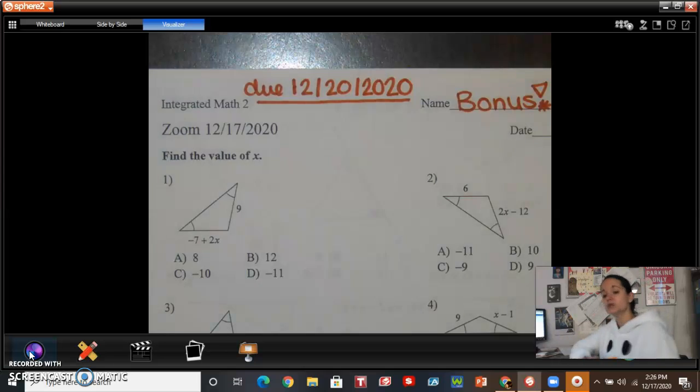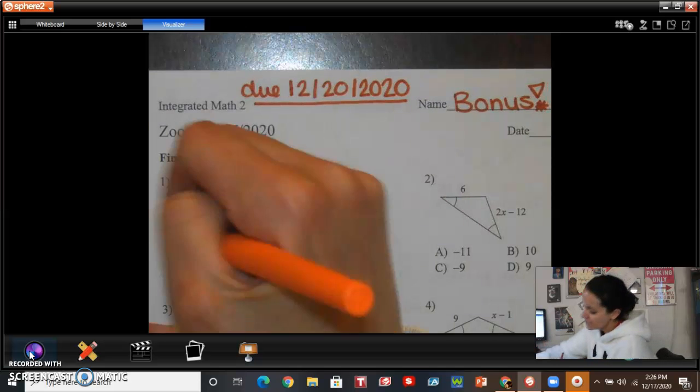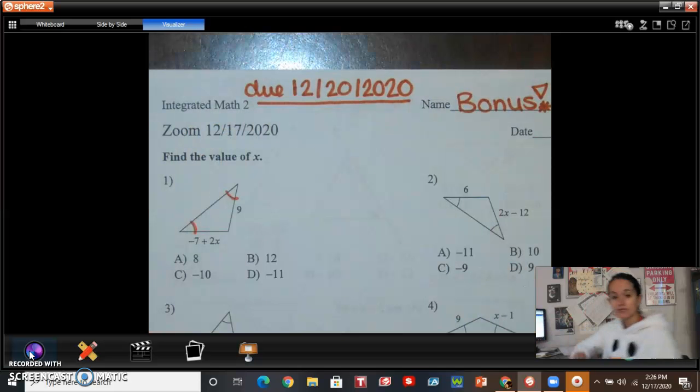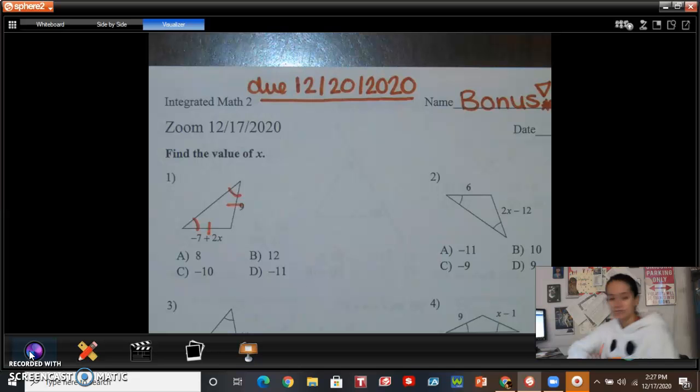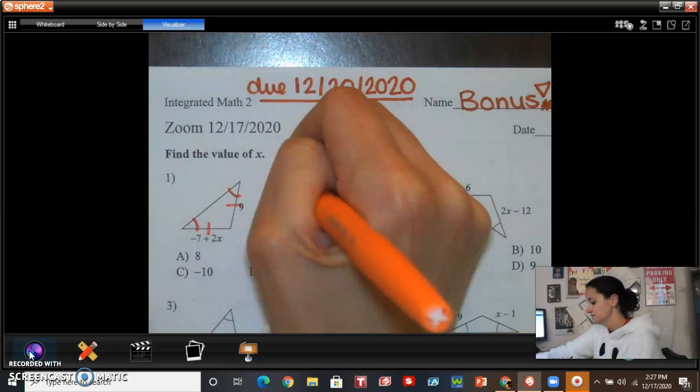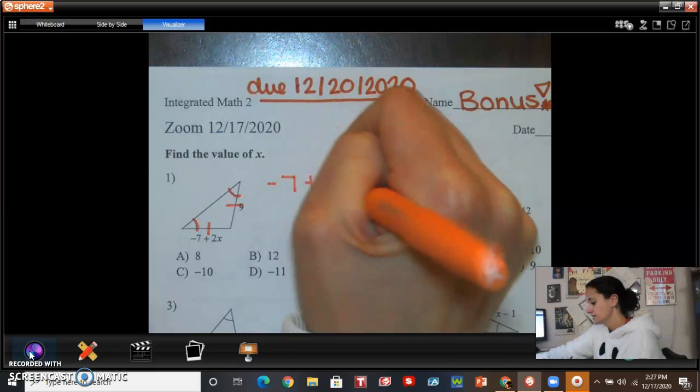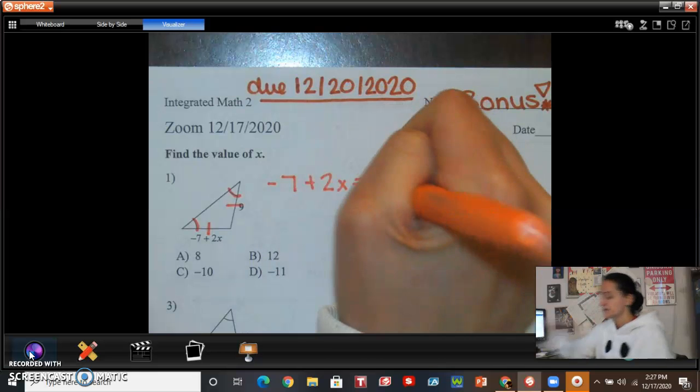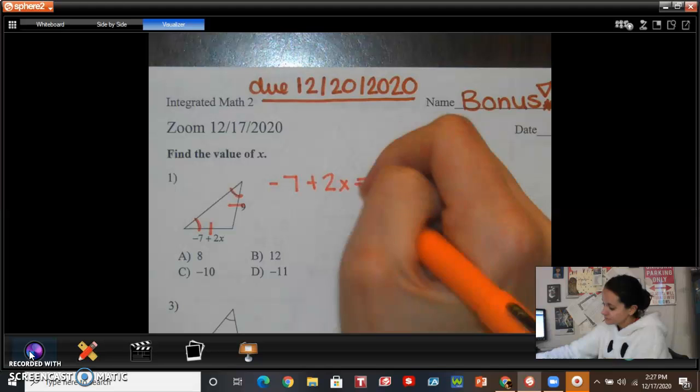For example, if we look at number 1 here, we have these arcs that tell us we have 2 equal angles. Well, if we have 2 equal angles, then we have 2 equal sides. So that means our 2 sides right here that are next to our angles are equal. So we could say -7 plus 2x equals 9. Then you just solve the algebra.